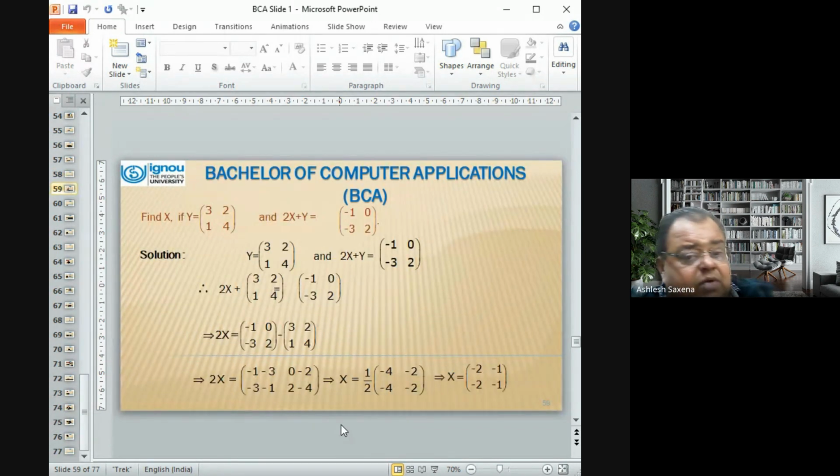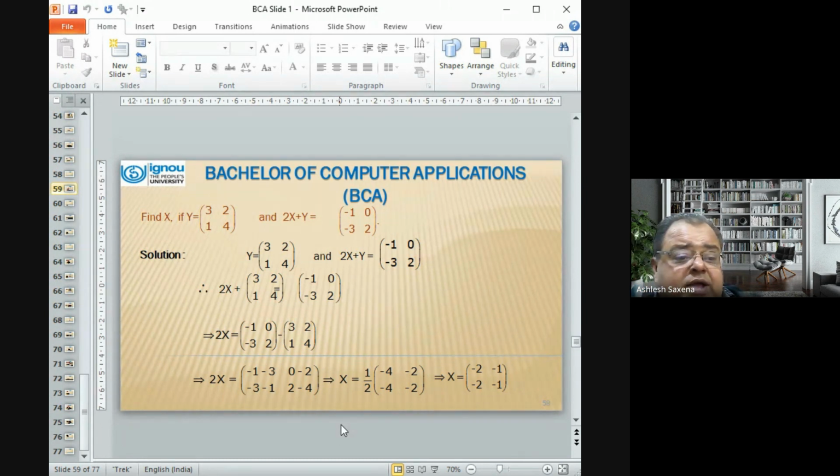We will see how this works. You have to find X. Now see very carefully what I am doing. I will be doing so many operations in a particular problem. If Y is a matrix of 2 by 2, that means Y is equal to 3, 2, 1, 4. And the condition for finding X is 2X plus Y equal to this matrix: minus 1, 0, minus 3, 2.